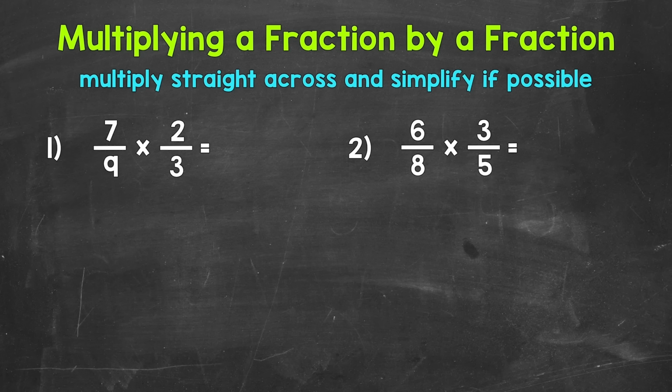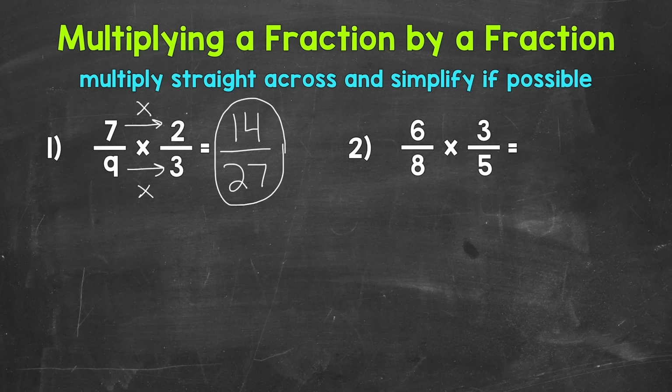Let's multiply straight across, starting with the numerators. So the top numbers, 7 times 2 is 14. Now multiply the denominators. 9 times 3 is 27. We end up with 14/27, which is in simplest form. The only common factor between 14 and 27 is 1. So again, this is in simplest form. Final answer, 14/27. Let's move on to number 2, where we have 6/8 times 3/5.